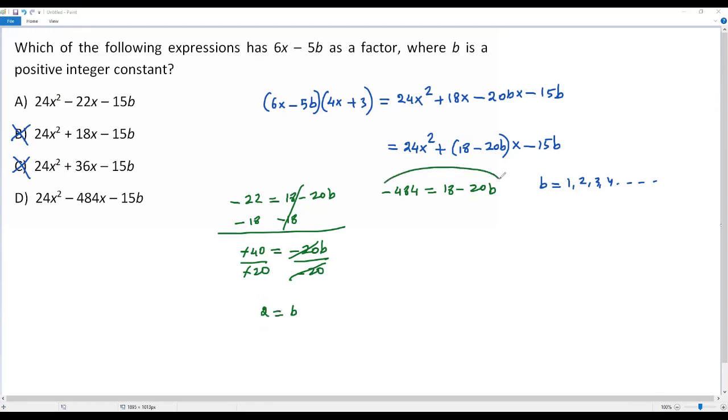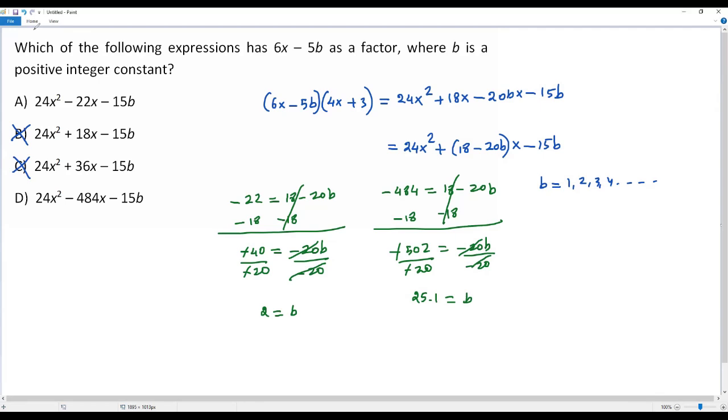Anyways, let's solve for b in this equation. Let me subtract 18 from both sides of this equation. Then 18 and negative 18 will cancel out. I am getting negative 502 on the left side. On the right side, we have negative 20b. Let me divide both sides of this equation by negative 20. The negative 20 will cancel out, and the negatives will cancel out. Let me divide 502 by 20. I am getting 25.1.